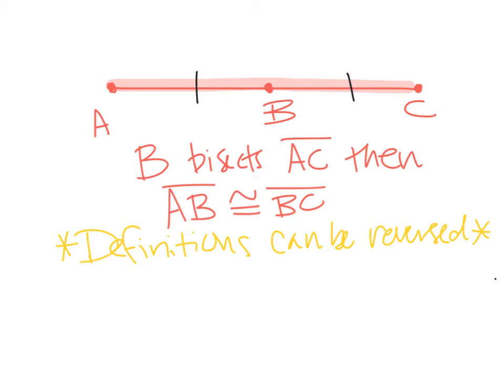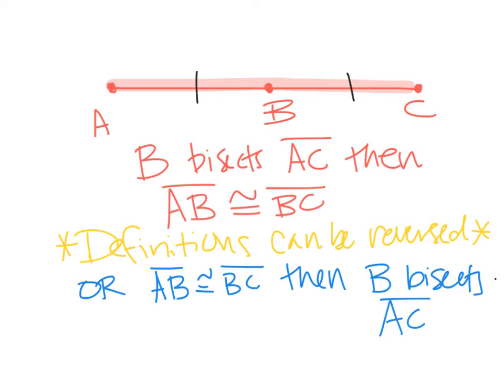But definitions can be reversed. So sometimes we're not given a line segment and asked to cut it into two pieces. Sometimes we're given two congruent pieces and asked if it has been bisected. So sometimes we'll know that AB is congruent to BC and have to conclude that B bisects AC. It's going to be important that we understand how to make these kinds of conclusions in our next few topics as we begin to write proofs.